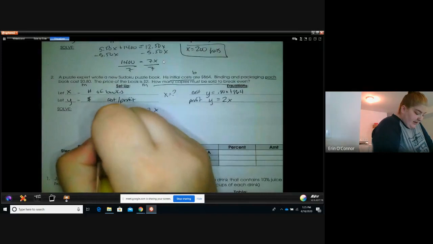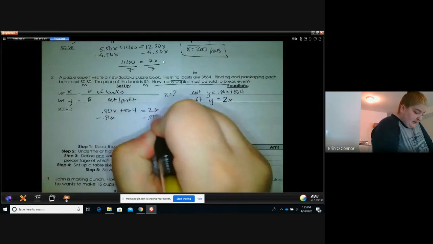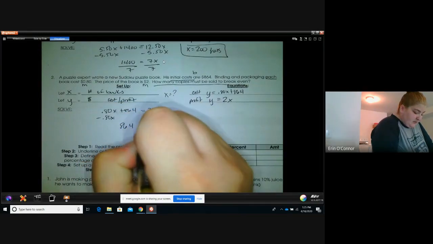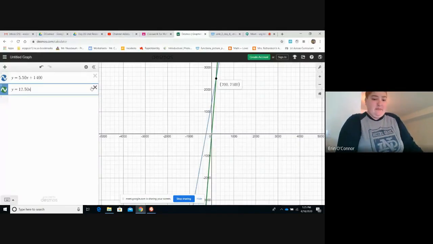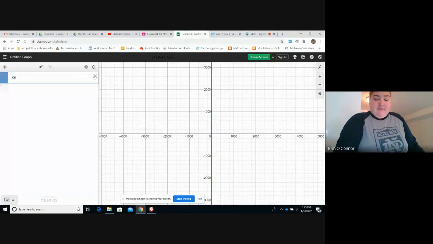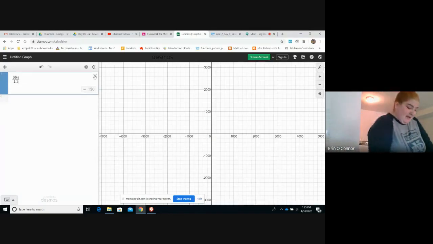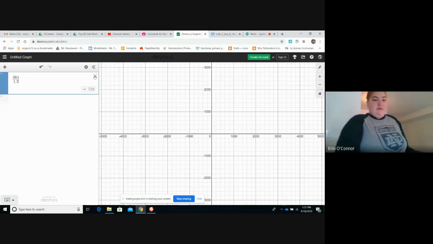We're going to subtract 0.80x on both sides, and we get 864 equals 1.20x. I'm going to put this into Desmos because I cannot do this off the top of my head. Maybe you can. I don't know if you can do 864 divided by 1.2 in your head. I cannot. And I'm going to get x equal to 720, and it's 720 books. Now, we can double check this in Desmos.